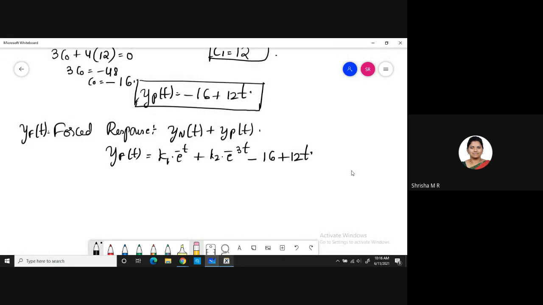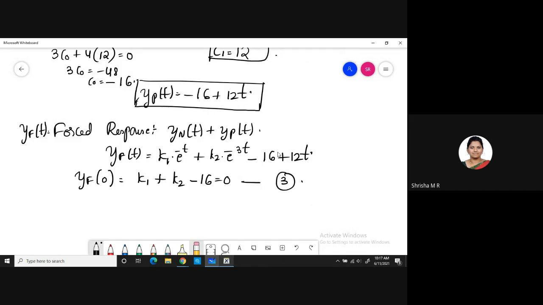Now we have to find the constants k1 and k2. So how will you find the constants k1 and k2? By assuming zero initial conditions, we have to find that. So yf of 0 would be, if you put t is equal to 0 in this whole equation, what do you get? You get k1 plus k2 minus 16, which is equal to 0. Take this as equation 3.